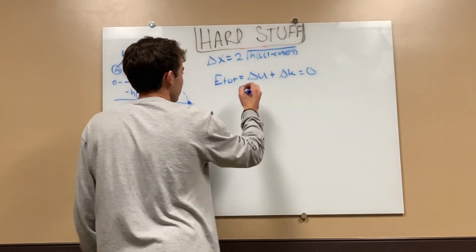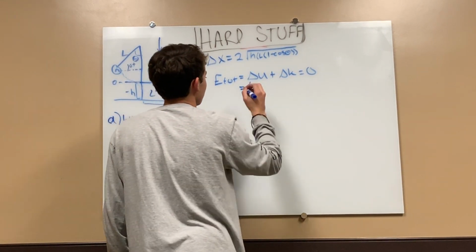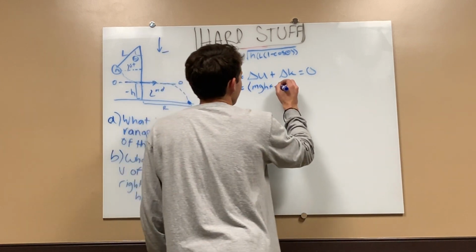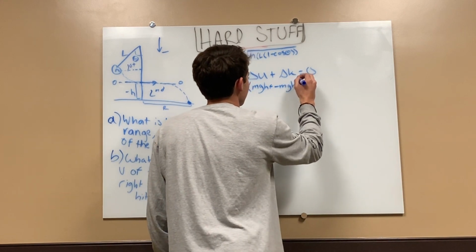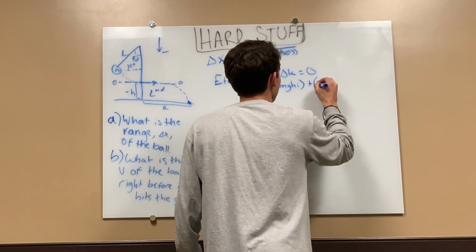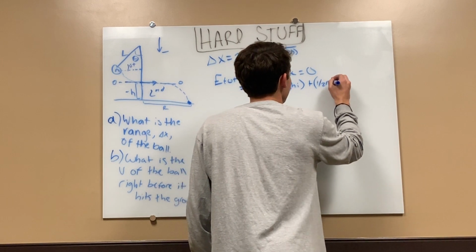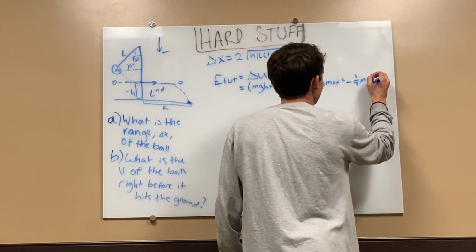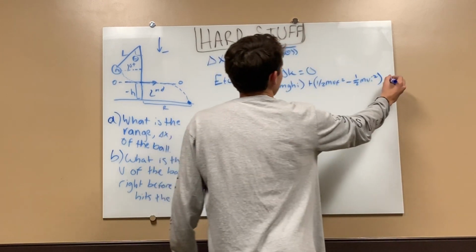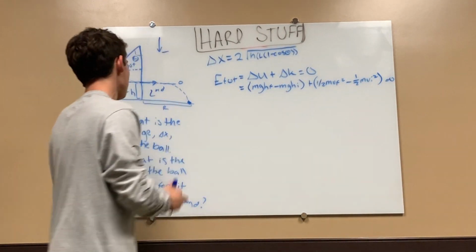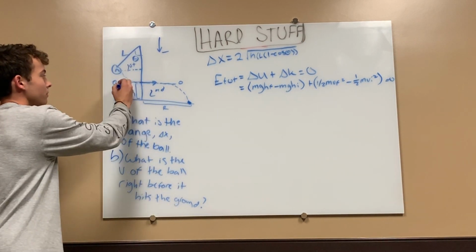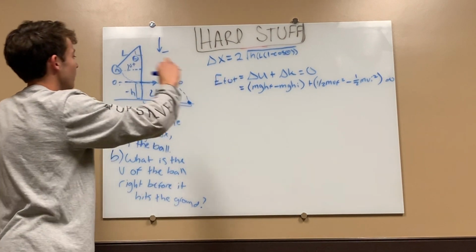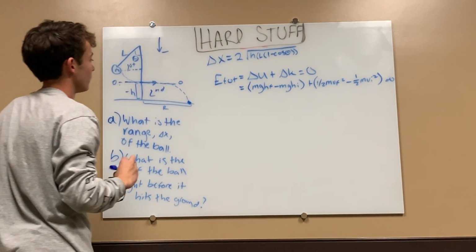So let's expand these change in energy terms. We have mgh final minus mgh initial plus 1/2 mv final squared minus 1/2 mv initial squared. And this is equal to 0. So we still have our height defined as 0 at this point, right when the ball disconnects from the string and is going into projectile motion.